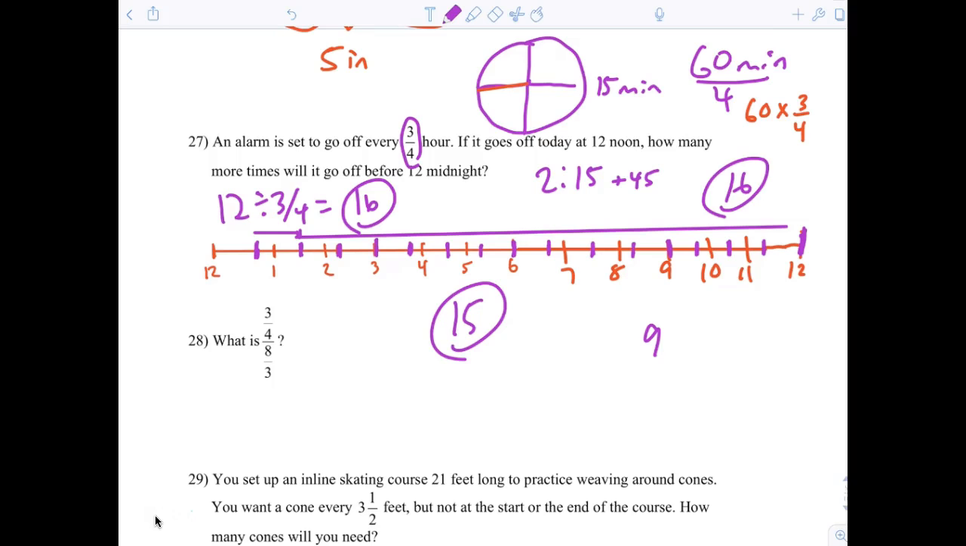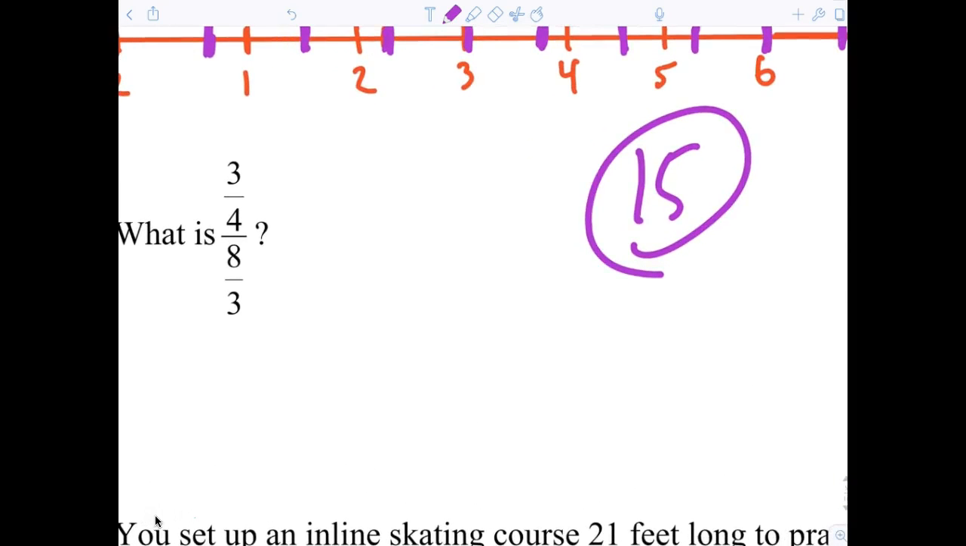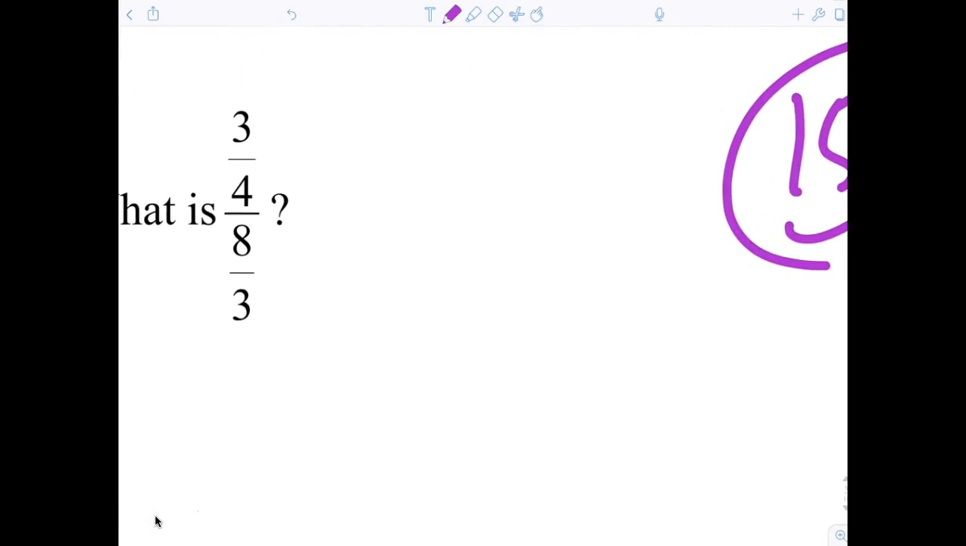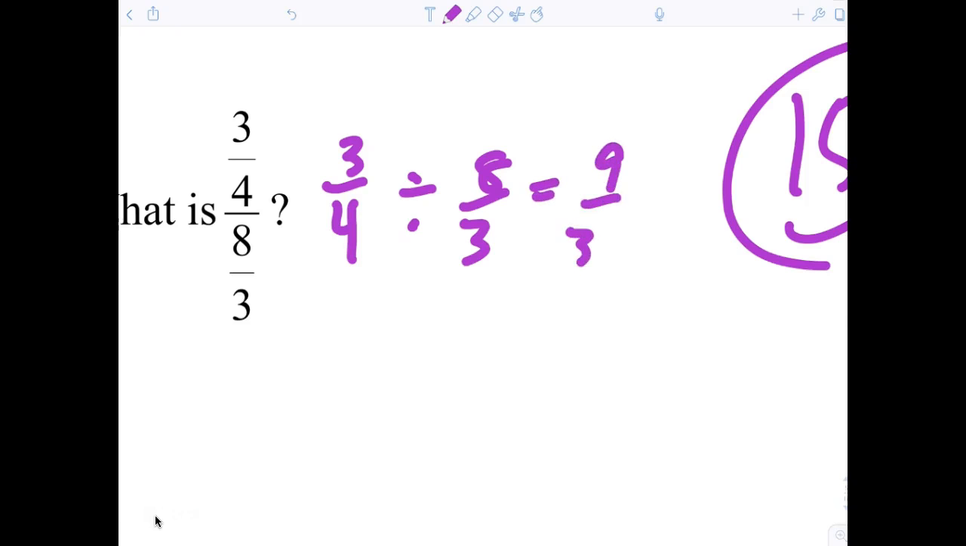All right, hopefully that helps you with your clock now, understanding the clock a little bit better. Now, this one's strictly a calculator problem. So this means 3/4 divided by 8/3. That's all that means. And what is that? Is that right? 9/32? So remember, this is called a complex fraction. It's just a fraction divided by a fraction, and we know how to do that. We just don't write it that way.